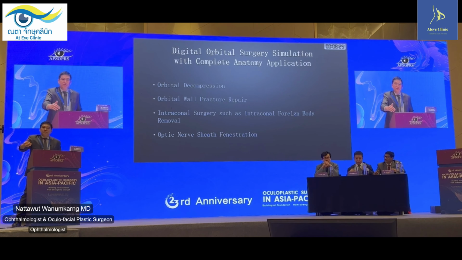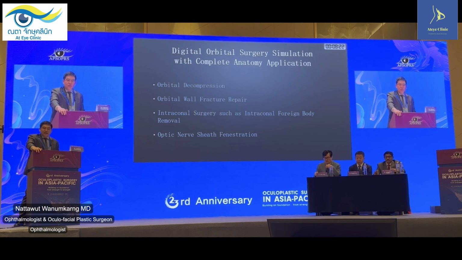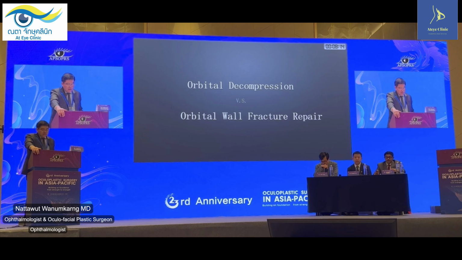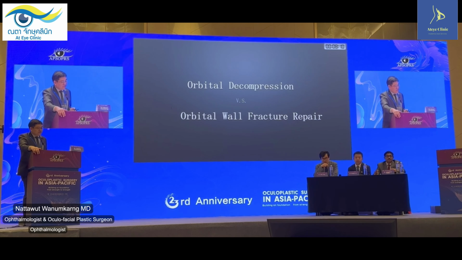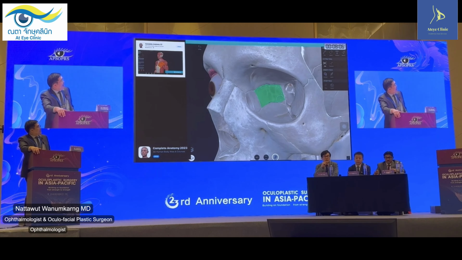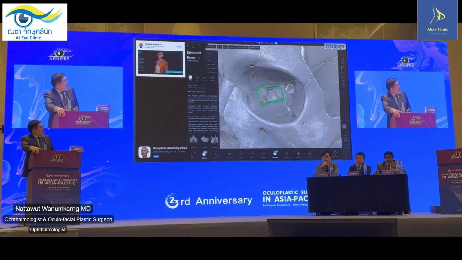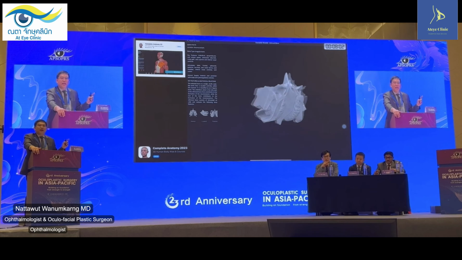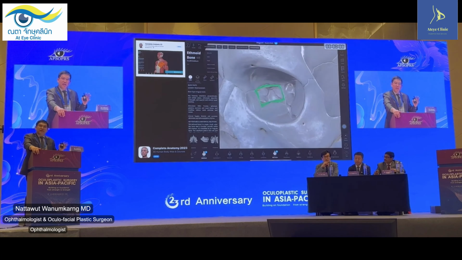So I have applied it to 4 categories of surgery. The first one, I apply for decompression, orbital fracture, orbital foreign body removal, and optic nerve sheath fenestration. Let's start with the first one. If you open that, you can see the medial wall, and you can study the ethmoid bone in every direction.